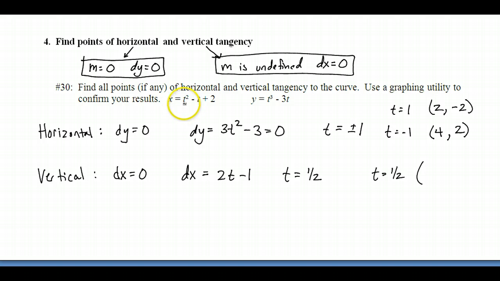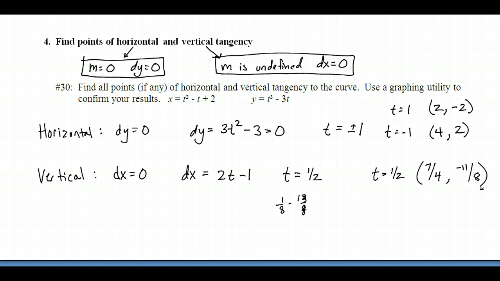Oh boy, 1/2 squared will be 1/4. Minus 1/2 will give us negative 1/4. Plus 2 will give us 1 3/4, which ends up being 7/4. Plug in 1/2 into the y's. That will give us 1/8 minus 3/2, sorry, 1/8 minus 3/2 multiplied by 4. That should give us negative 11/8.